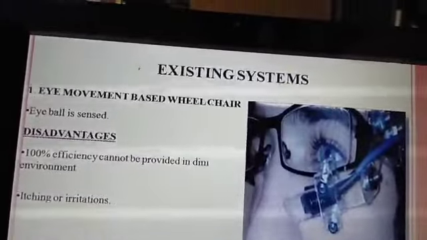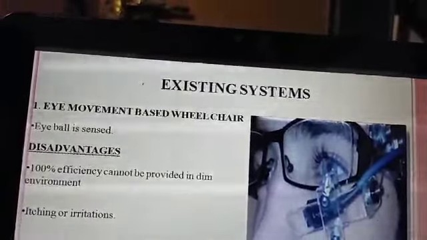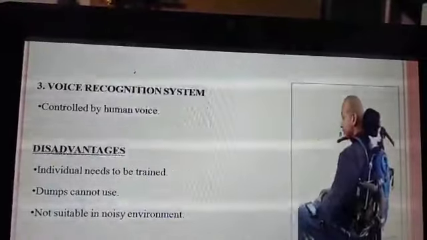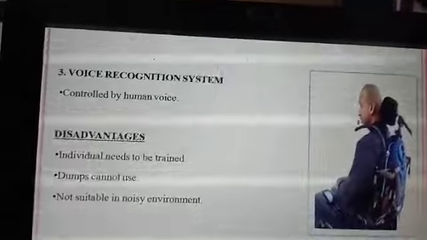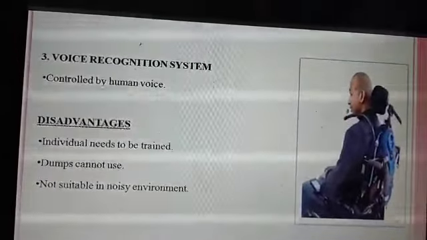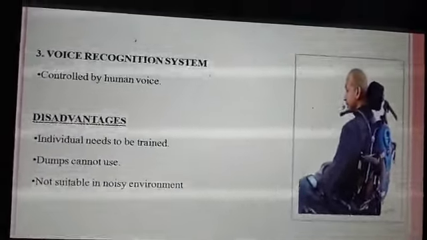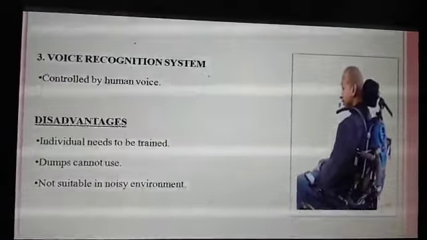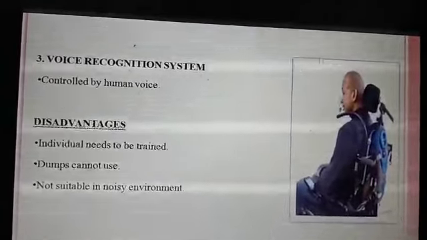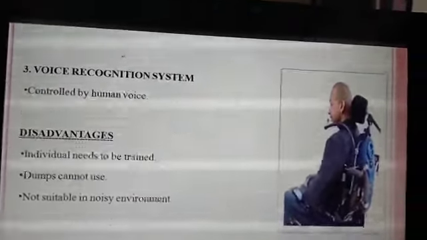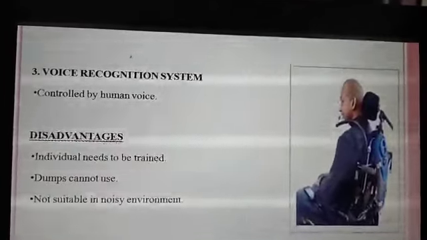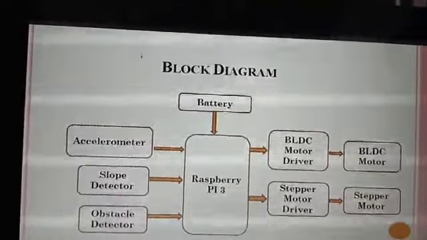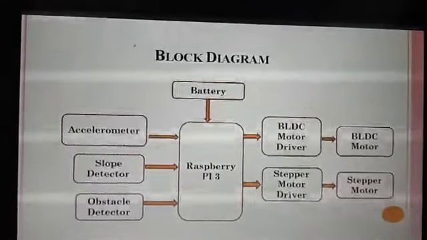Existing systems are the eye controlled or eyeball controlled wheelchair, the tongue controlled wheelchair, and the voice controlled wheelchair. These all have their own disadvantages. If you take the example of the voice control system, a person who is dumb and using that wheelchair is not able to access it because he is not able to talk, and it is also not suitable for a noisy environment. After looking at all these disadvantages, we have come up with the idea of the head gesture controlled wheelchair, which will be more flexible than the existing systems.